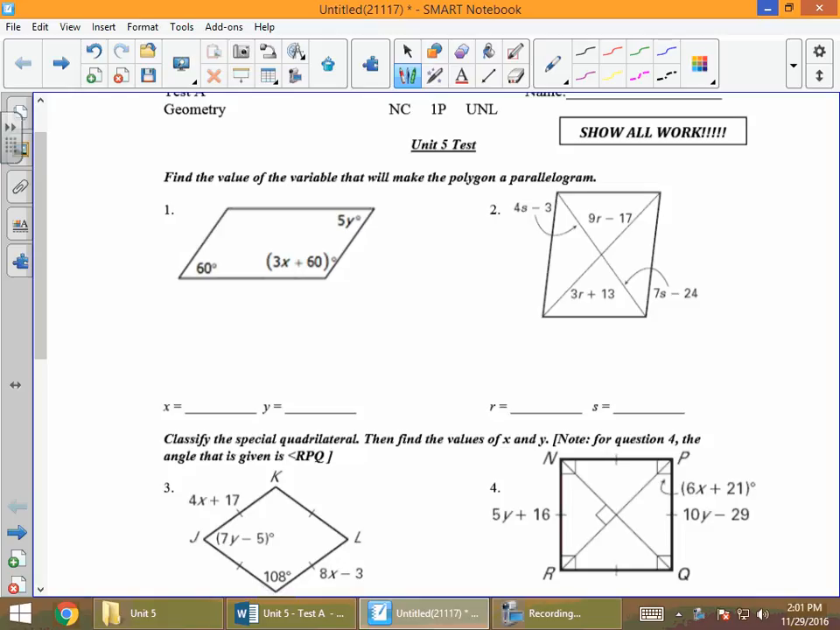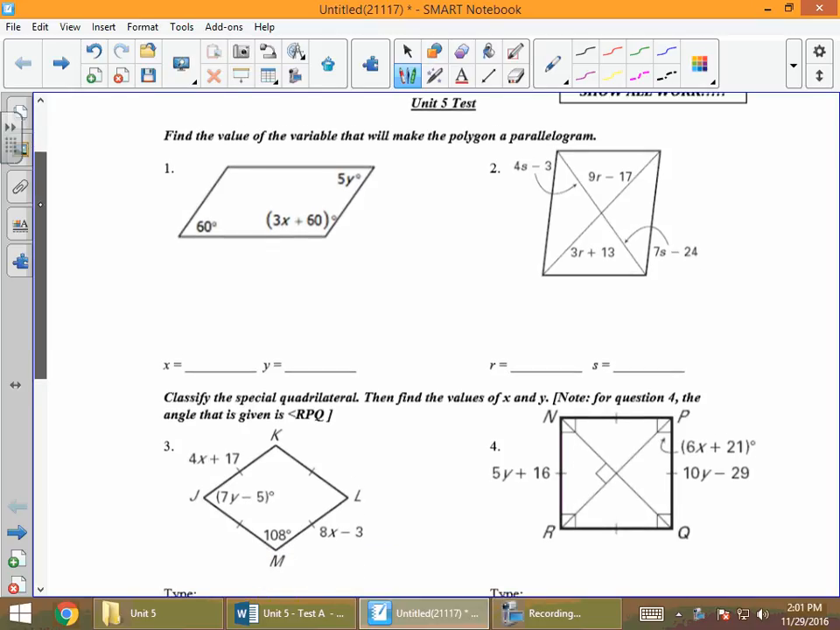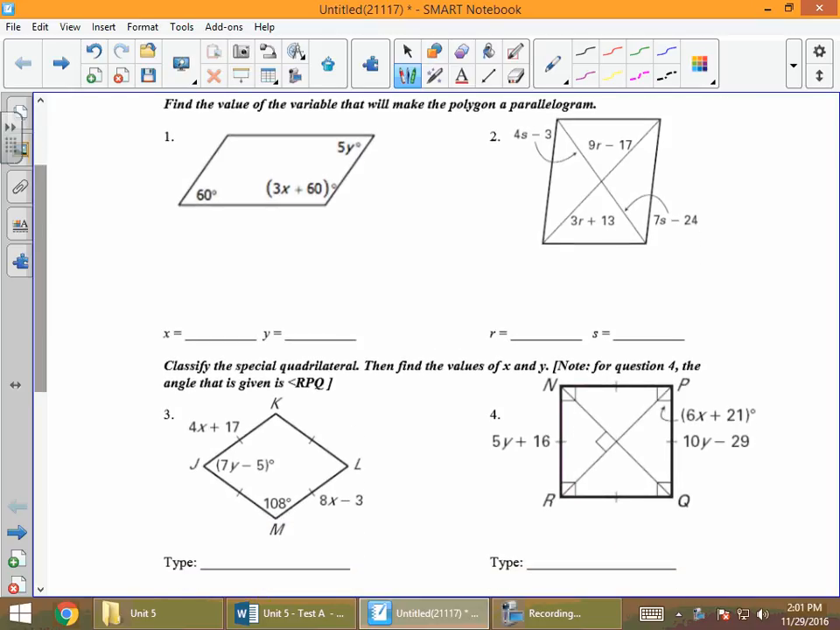I'm going to jump right into page number 1. Know that page number 1 is out of 14 total points. Okay, so question number 1 is worth 2 points.